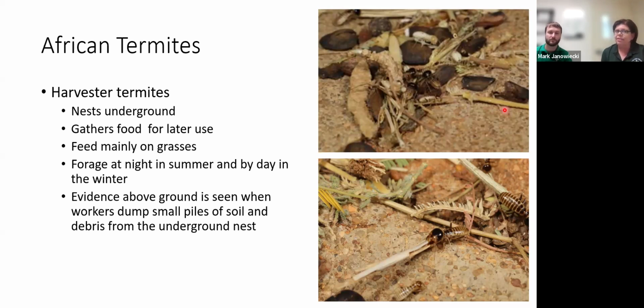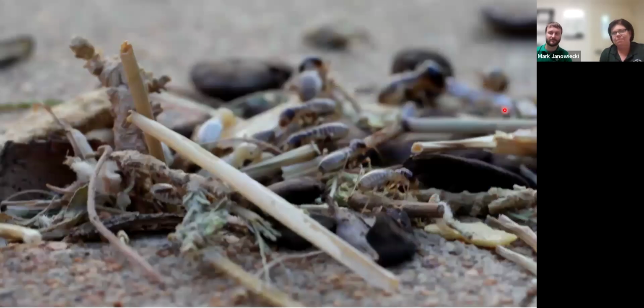It gets very hot in Africa, so they have to forage at night in the summer. In the winter, they can forage during the day as well. But a lot of times, you don't know that they're there until you see little piles of soil and debris and little pieces of grasses that they bring up from their underground nest when they take out the garbage.